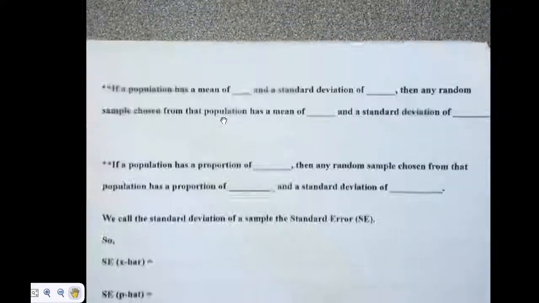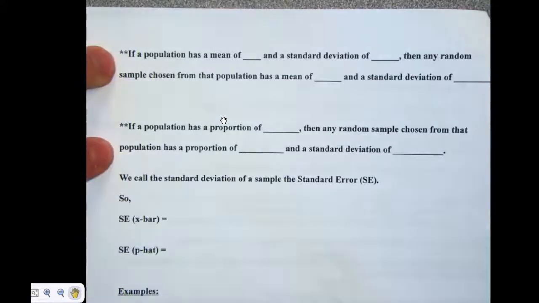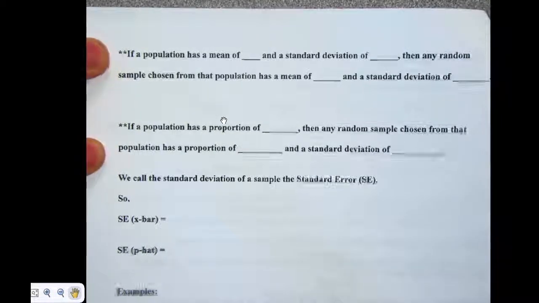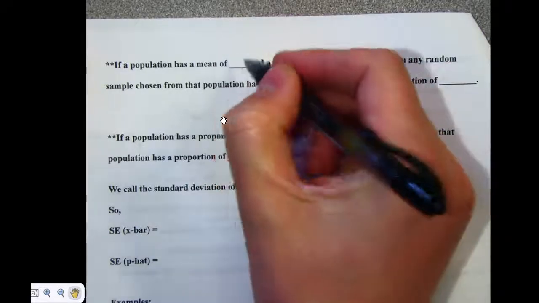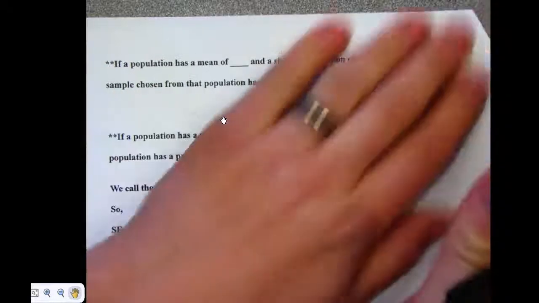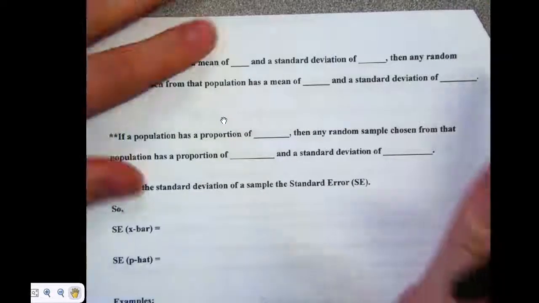This is kind of the main notes for the chapter, actually, these two right here. So if a population has a mean of, how do I represent population mean? If I want to write that as a letter. What's population mean?